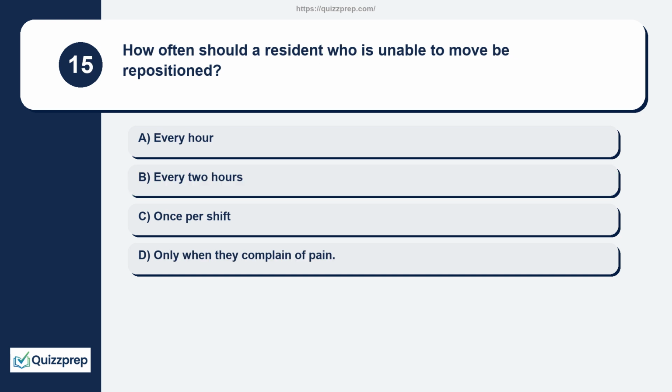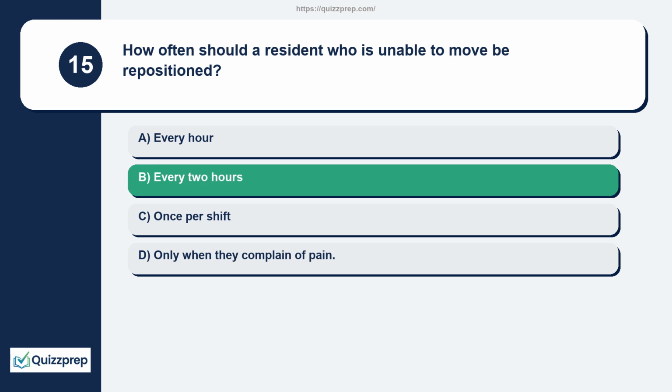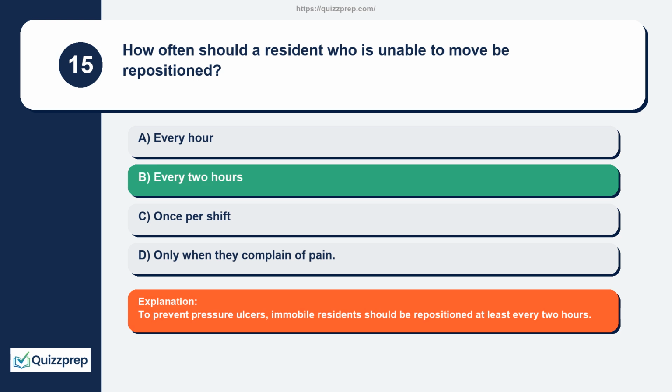Question 15. How often should a resident who is unable to move be repositioned? Every hour, every 2 hours, once per shift, only when they complain of pain. To prevent pressure ulcers, immobile residents should be repositioned at least every 2 hours.